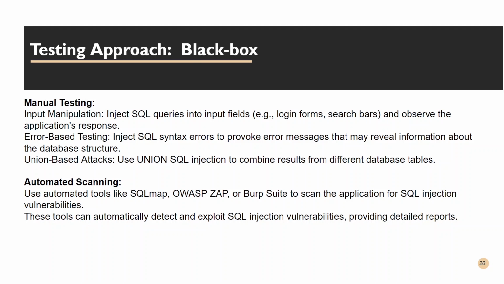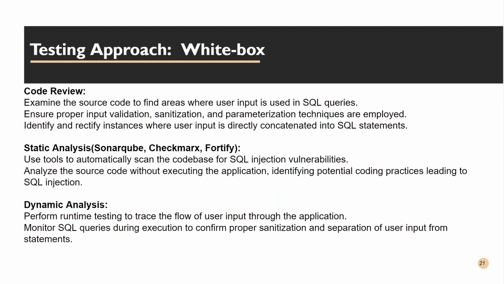And the manual testing involves most of the things we've discussed during our in-band SQL injection and the inferential SQL injection. And this includes input manipulation, error-based testing, such as trying to trigger the application to generate error messages, then union-based injection, trying to use the union statement in order to combine information of the original query and a malicious query to retrieve data from the database. We could also perform some automated scanning using some known tools like SQLmap or Acunetix. We can also use Burp Suite to perform dynamic testing within the web application. These tools can automatically detect and exploit SQL injection vulnerabilities, providing detailed reports.